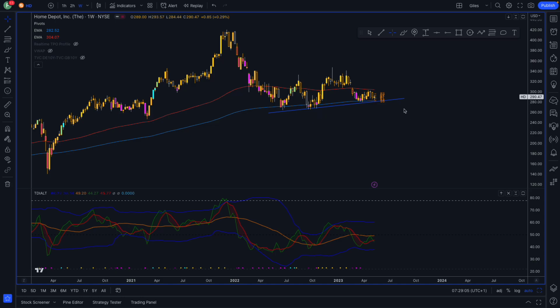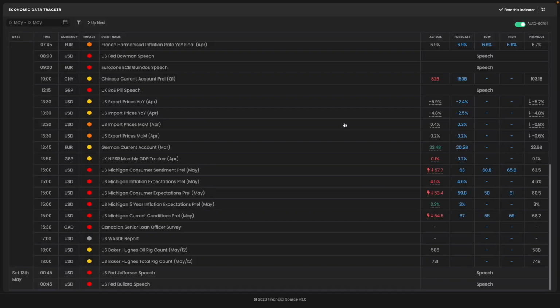Technically, the company is sat in this area of weekly support around the 200 exponential moving average, and there are indications that US consumer confidence is starting to fall. The drop in the US Michigan consumer data on Friday last week is a hint that US consumer confidence is starting to wane, as you can see here.